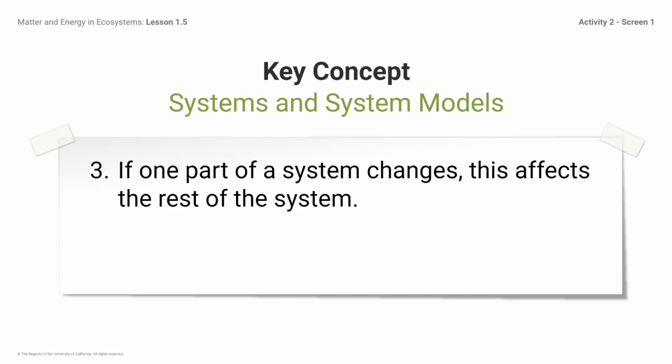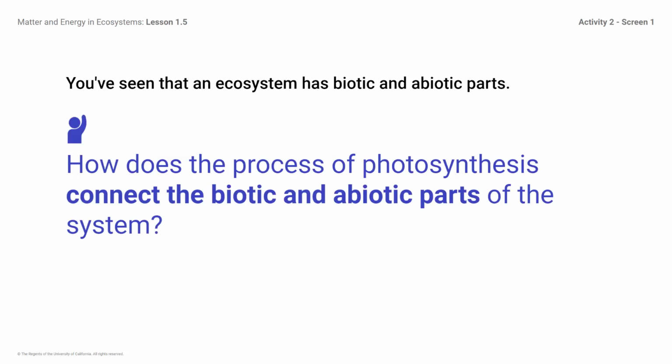Like any system, the biodome ecosystem also has many parts that need to work together for the system to function properly. When scientists study any system, they often look at how one part of the system affects the other parts of the system. You've seen that an ecosystem has biotic and abiotic parts. How does the process of photosynthesis connect the biotic and abiotic parts of the system?